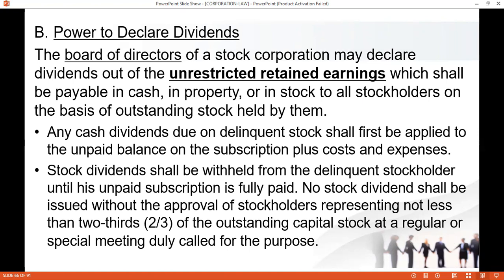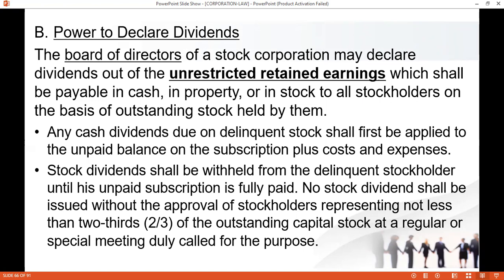This power to declare dividends is part of the powers of the corporation. So the board of directors of a stock corporation, take note, stock corporation lang, kasi kapag non-stock, walang dividends yan kasi non-stock, may declare dividends out of the unrestricted retained earnings, which shall be payable in cash, in property, or in stock to all stockholders on the basis of outstanding stock held by them.